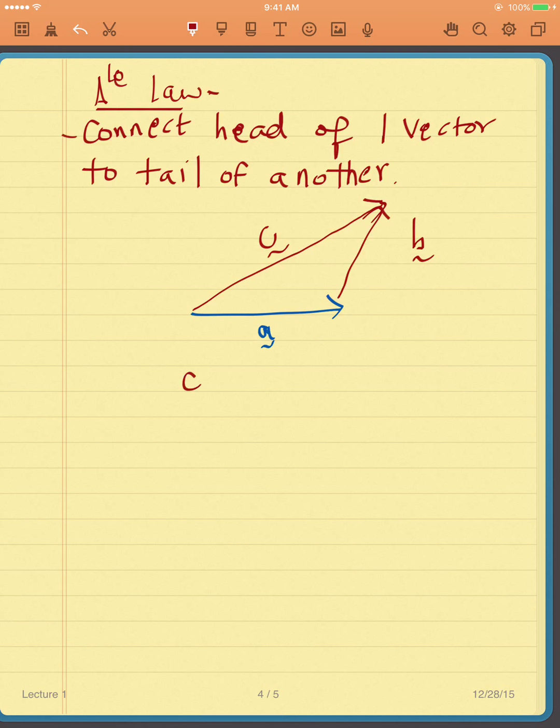So C is equal to A plus B, where C is called the resultant. C is the resultant vector, right? Resultant vector.